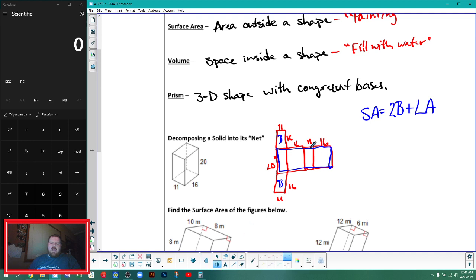What does it look like this? So one of the sides is 20. Well, that's this side here. So one of the sides of this blue rectangle is 20. And the rest of it, if I think about what this rectangle looks like in this three-dimensional shape, it looks like this.